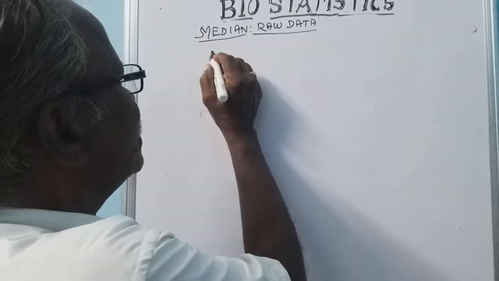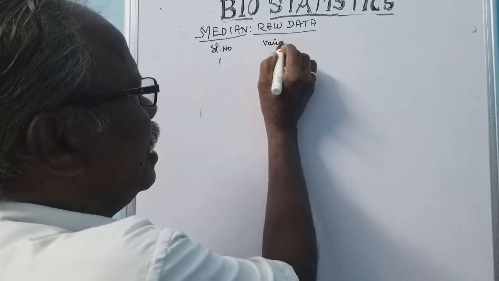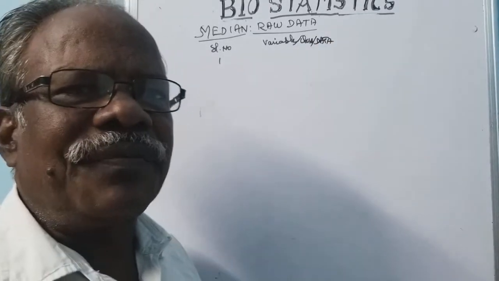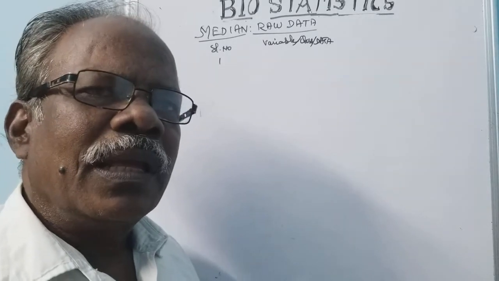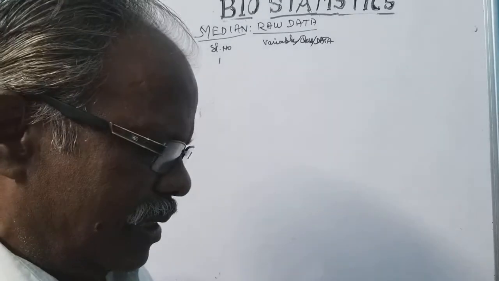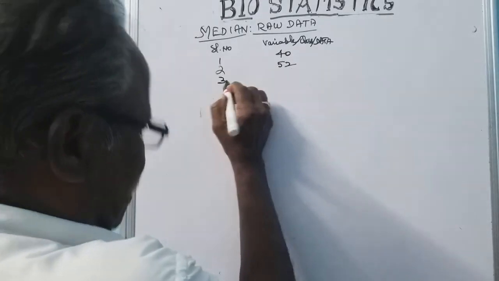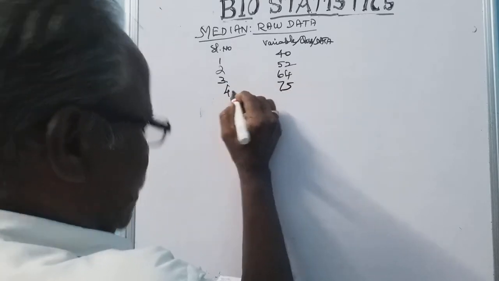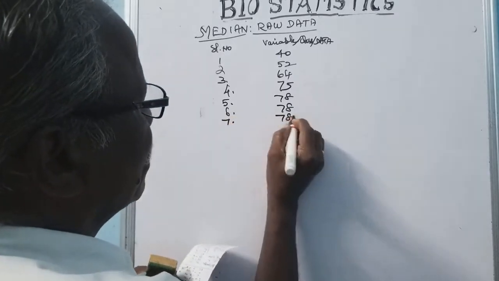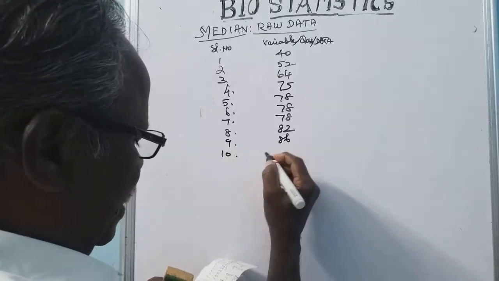So first we will see the serial number, and then the variables or class or data. This may be the weight of a fish which we are going to see, and it may be for 10 fishes, 5 fishes or 20 fishes like that, or it may be the marks of a student. So first serial number 1, variable 40 grams, and then 2, 52, 3, 64, 4, 75, and then 5, 78, 6 also 78, and then 7 also 78, then 8, 82, 9, 86, and then 10, 94.